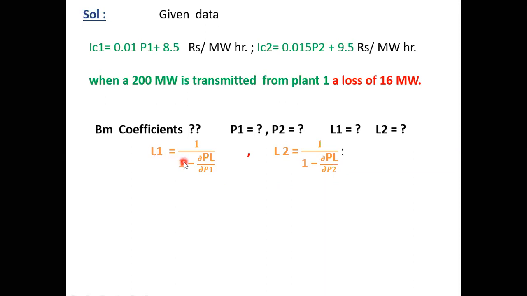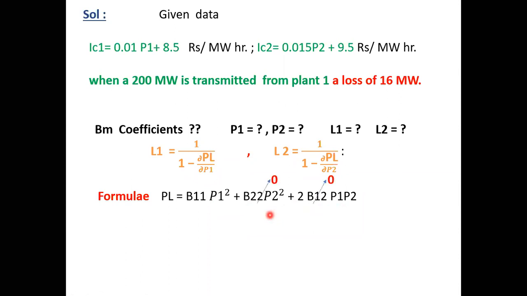How can you find the L1 value? By knowing the PL value. So how can you write the PL expression? PL is nothing but B11 P1 square plus B22 P2 square plus 2 into B12 into P1 P2. We know that B22 should become 0, and similarly B12 should become 0. The remaining thing is that the PL value is equal to B11 into P1 square.